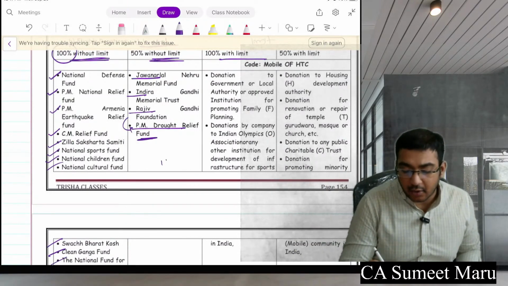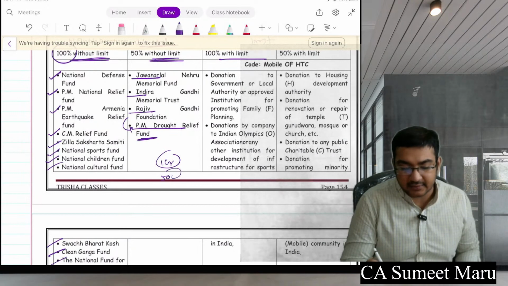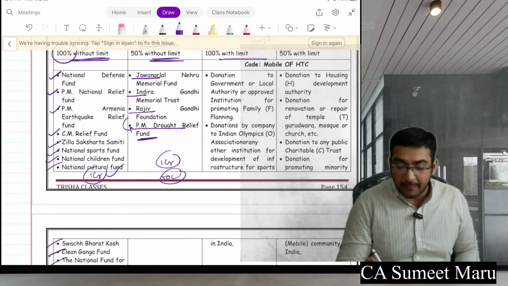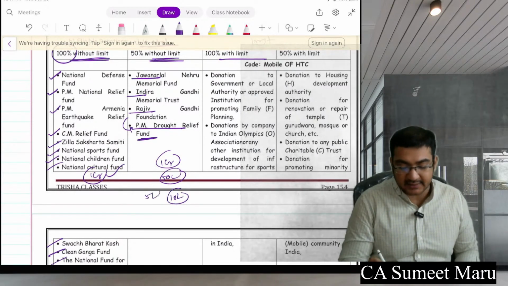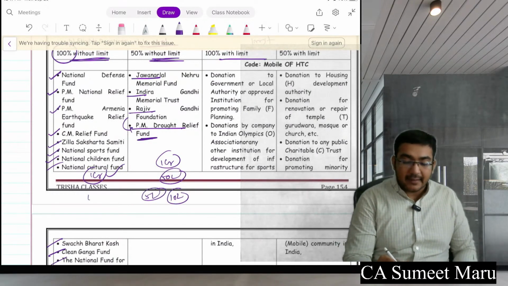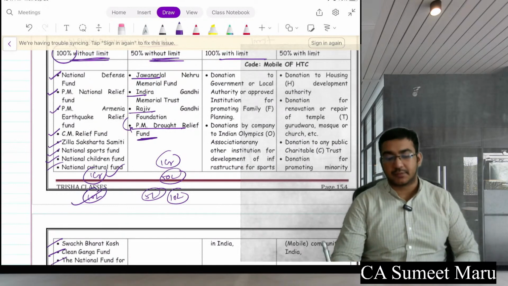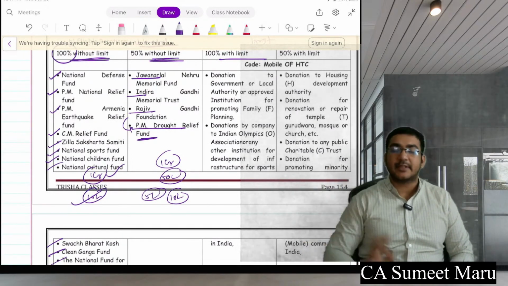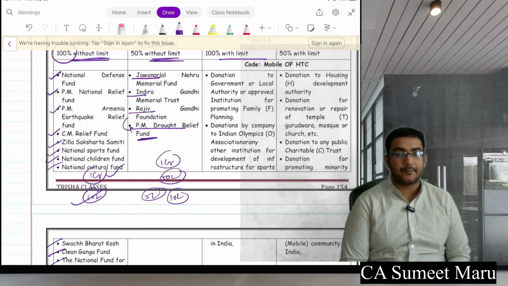So if I pay 1 crore, I will get deduction only 50 lakhs. Here I pay 1 crore, I will get 1 crore. Here I pay 10 lakhs, I will get deduction only 5 lakhs. Here I pay 10 lakhs, I will get complete 10 lakh deduction. Okay, so whatever amount you pay, you will get 100% or 50% deduction in the respective head.